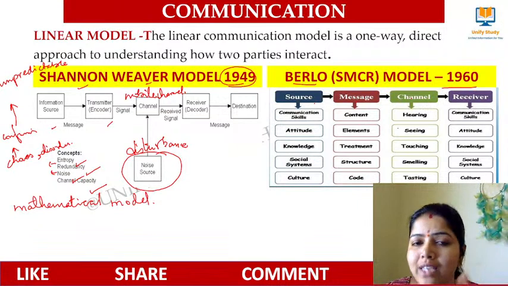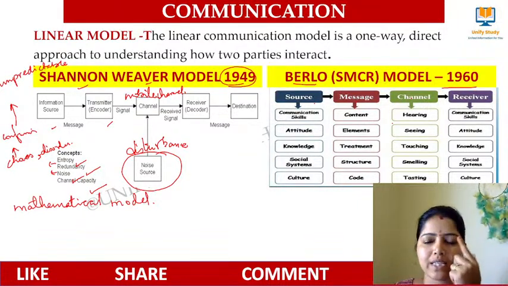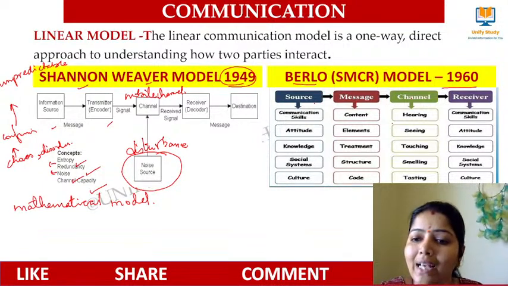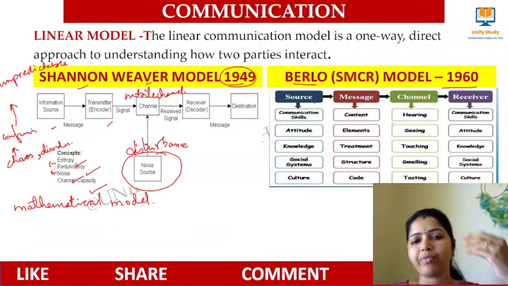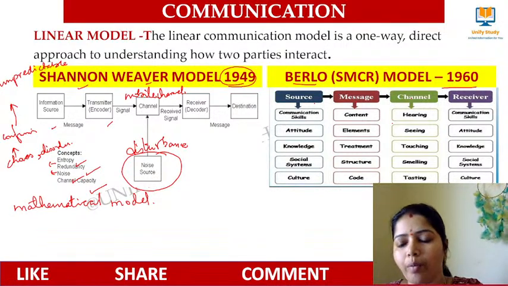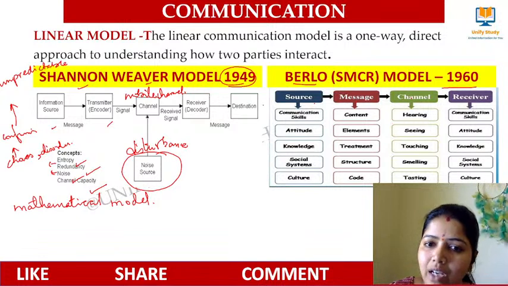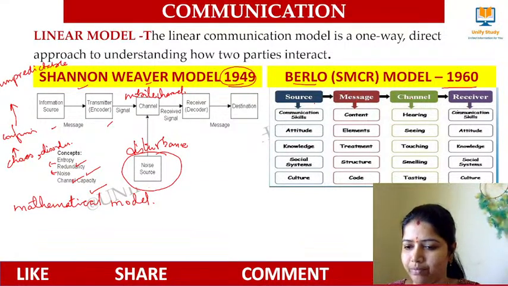Then channel. Channel means what? Through which medium it is going. So I have to talk about hearing, seeing, touching, smelling and tasting. And next comes the receiver. So whatever the sender has, the receiver should also have: communication skill, attitude, knowledge, social system, culture, everything. So these are all the elements that the source should have, the message should have, the channel should have, the receiver should have.